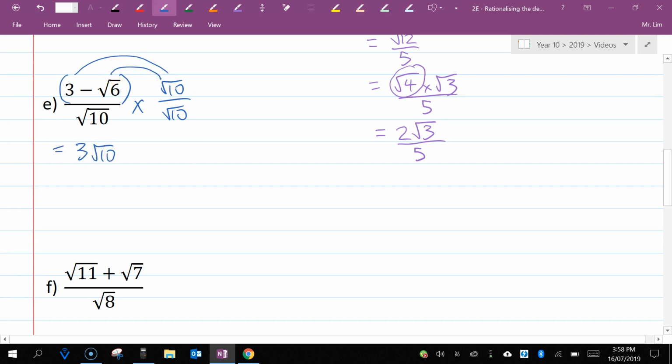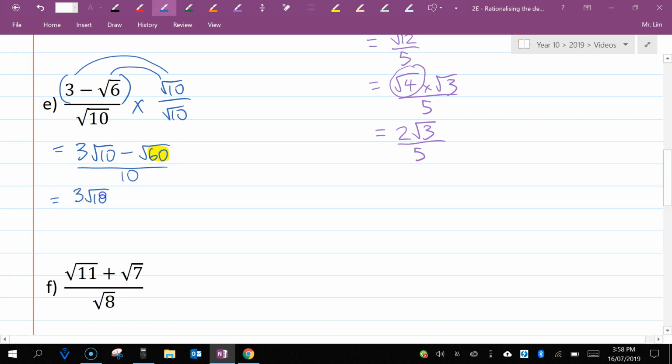Minus root 6 times root 10 is minus root 60, all over root 10 times root 10, which is 10. Can we simplify this? Yes, we can. That root 60 can be simplified. But after that, I don't think we can simplify the fraction. So let's just simplify this.